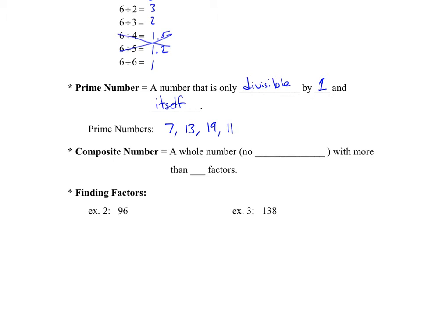A composite number is a whole number, which means no decimals, with more than 2 factors. Prime numbers have 2 factors, 1 and itself. So any other number besides your prime numbers, like 4 or 6 or 9 or 8 or 20. That is not an exhaustive list. There's lots of them. Those are just examples.